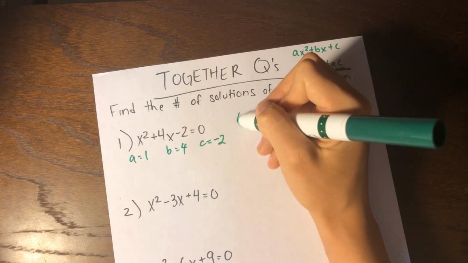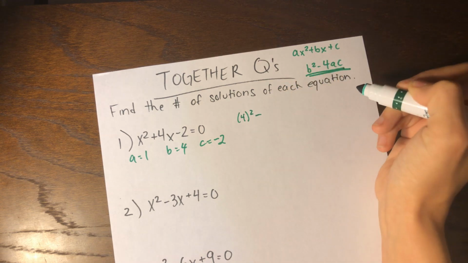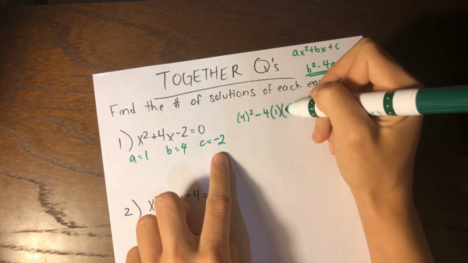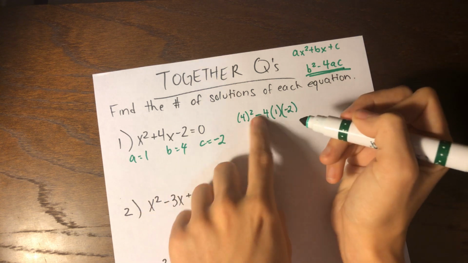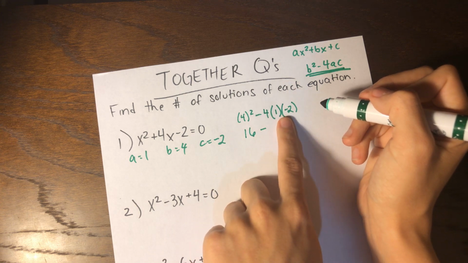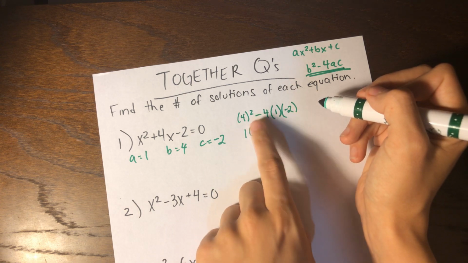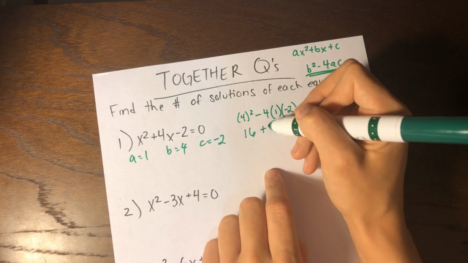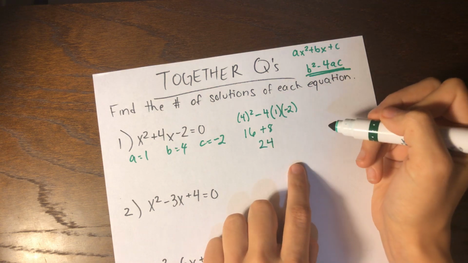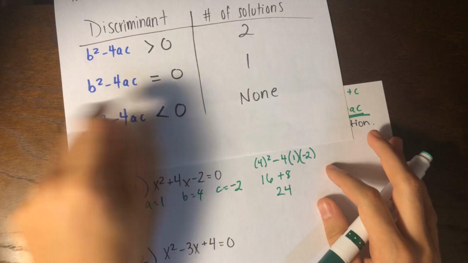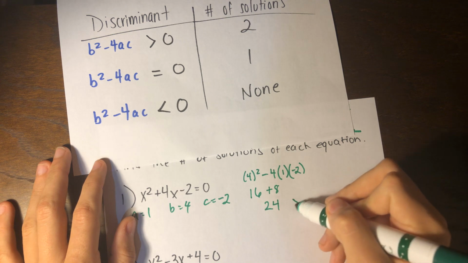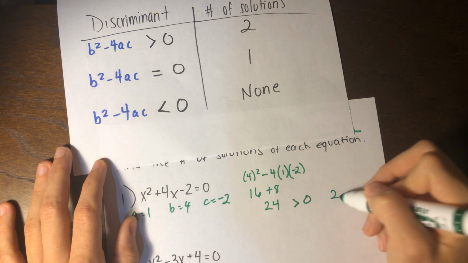Okay, so we have b squared, so we have 4 squared minus 4 times a, which is 1, and c, which is negative 2. Okay, so 4 squared is 16. And then 4 times 1 is 4, times negative 2 is negative 8. But we have a negative, so a negative and a negative make a positive, so plus 8. So we have 16 plus 8, which is 24. Now we're looking to see, is it greater than, equal to, or less than? Here we have 24. It's greater than 0. So I have two solutions.